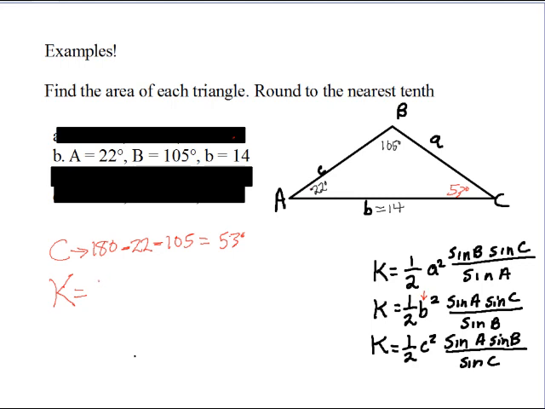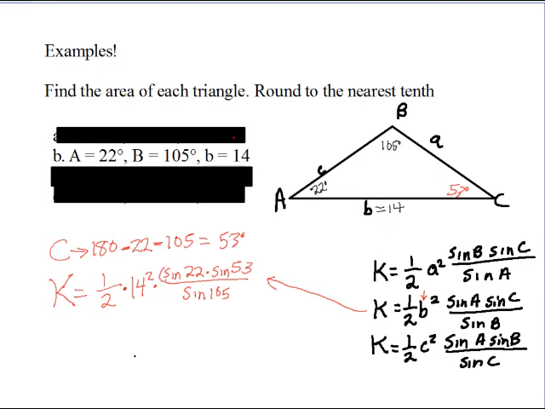K is the area. So K is going to be 1/2 times b squared, which is 14 squared, times sine of 22 times sine of, I'm going to use C here, 53 over the sine of 105. I'm using this equation right here because I was only given little b.